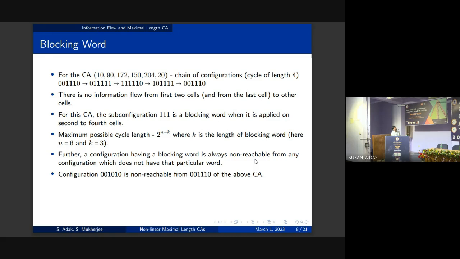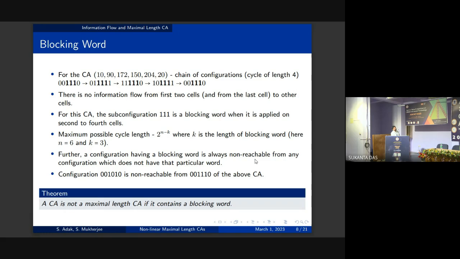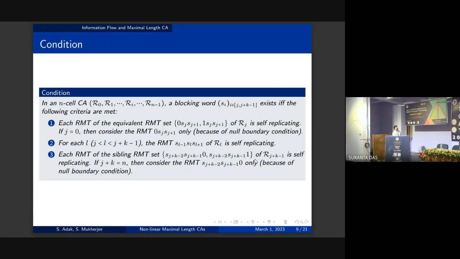There is a maximal possible cycle length: if this is a six cell CA and there are three blocked positions, the maximum possible cycle length is 2 to the power 6 minus 3, that is 2 to the power 3. And for an n cell CA, if k cells are blocked, then the possible cycle length is 2 to the power n minus k. So this theorem is very obvious: a CA is not maximal length when it contains a blocking word. So this is the condition to check for the existence of a blocking word in a particular CA. These are the three points we have developed to find the blocking word in a CA.